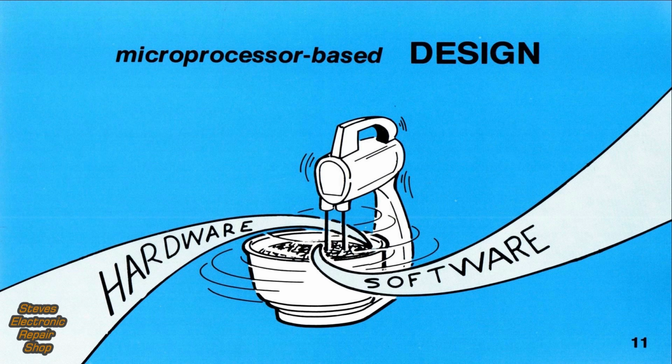Frame 11. Microprocessor-based design is a totally new concept. It's a unique mix of hardware and software that promises to revolutionize the designer's task.